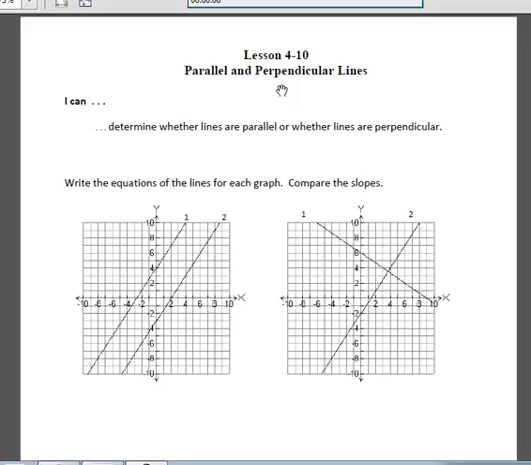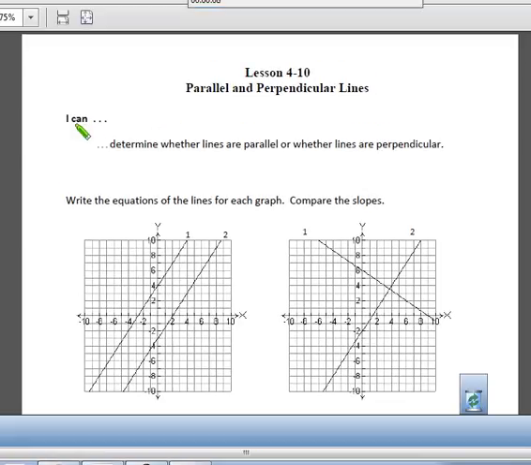This lesson is about parallel and perpendicular lines. Our learning target for this lesson: I can determine whether lines are parallel or whether lines are perpendicular. And we're going to do that by taking a look at some things that we've been discovering and learning about in this unit when it comes to lines, primarily the slopes and the y-intercepts.